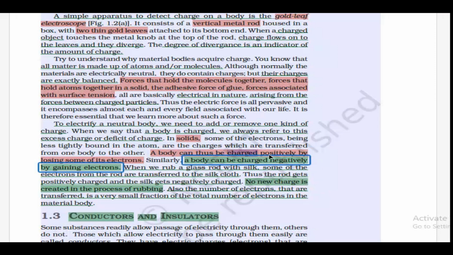A body can thus be charged positively by losing some of its electrons. Similarly, a body can be charged negatively by gaining electrons. When we rub a glass rod with silk, some of the electrons from the rod are transferred to the silk cloth. Thus the rod gets positively charged and the silk gets negatively charged. No new charge is created in the process of rubbing. Also, the number of electrons that are transferred is a very small fraction of the total number of electrons in the material body.